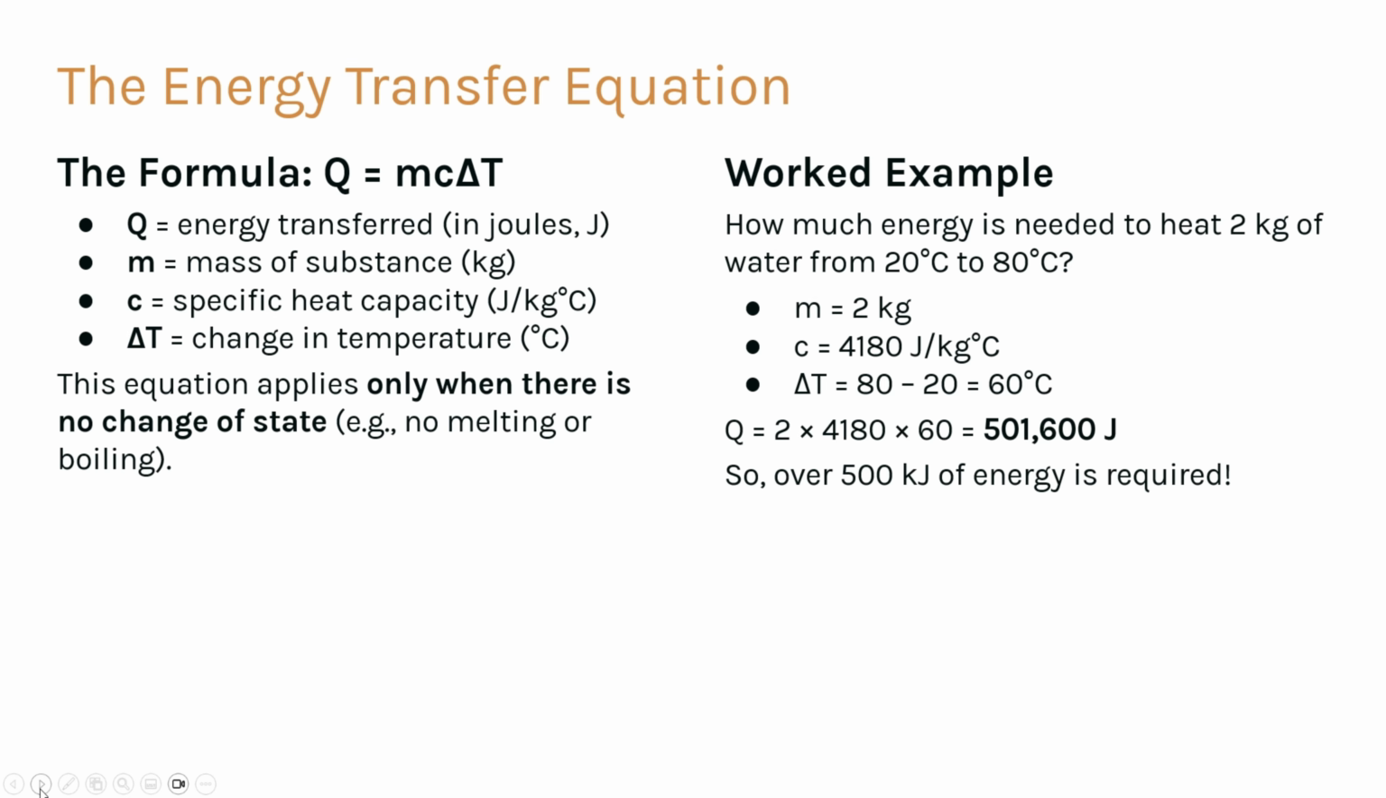Worked example. Let's work through an example together. How much energy is needed to heat 2 kilograms of water from 20 degrees Celsius to 80 degrees Celsius? The mass is 2 kilograms. The specific heat capacity of water is 4,180 joules per kilogram per degree Celsius. The temperature change is 60 degrees Celsius. Substituting into the equation gives us an energy of 501,600 joules. That's over 500 kilojoules of energy. This shows just how much energy water can absorb without a large temperature increase.